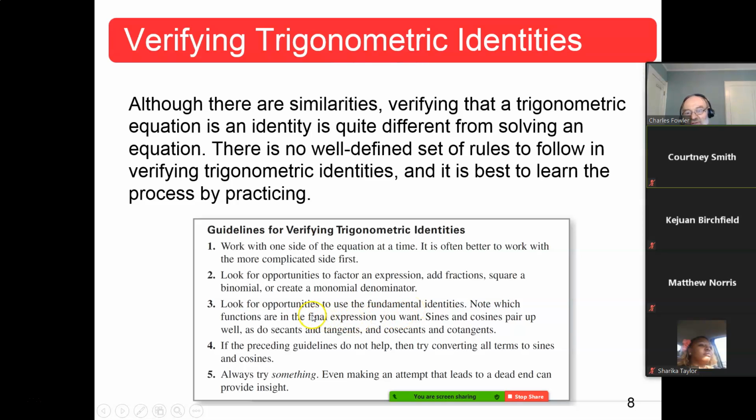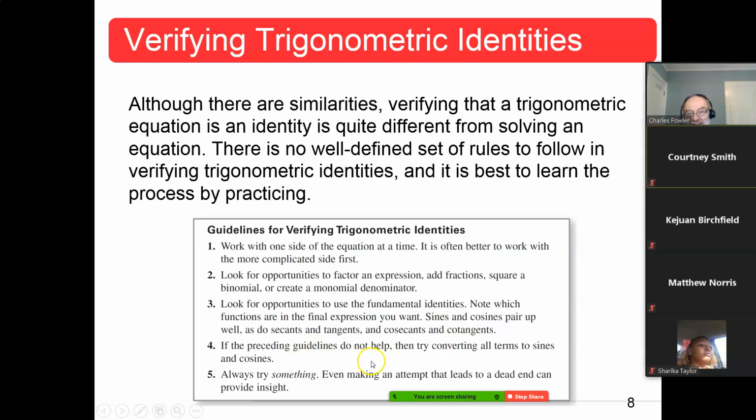Note which functions are in the final expression you want to get to. Sines and cosines pair up really nicely. Secants and tangents pair up very nicely. Cosecants and cotangents pair up very nicely, especially if they're squared, because sine squared plus cosine squared is 1. Tangent squared plus 1 is secant squared. Cosecant squared is equal to 1 plus cotangent squared. That's why they pair up nicely. Anytime they're squared, try to fit in your Pythagorean identities.